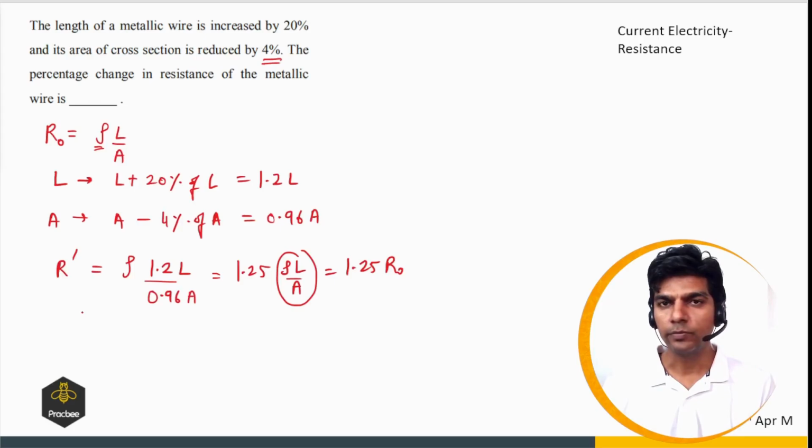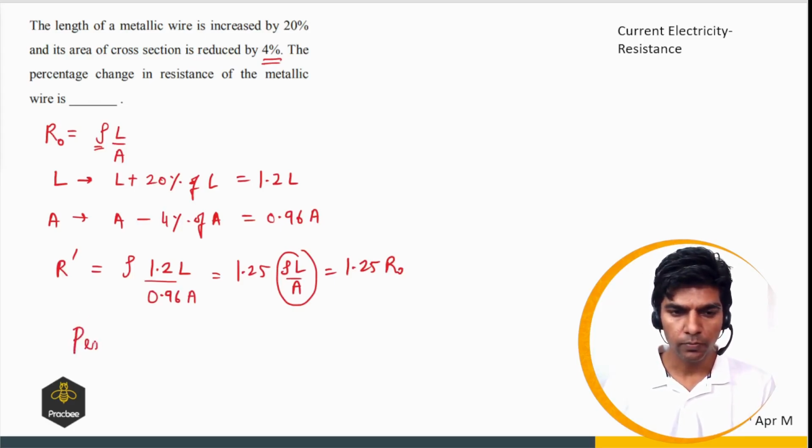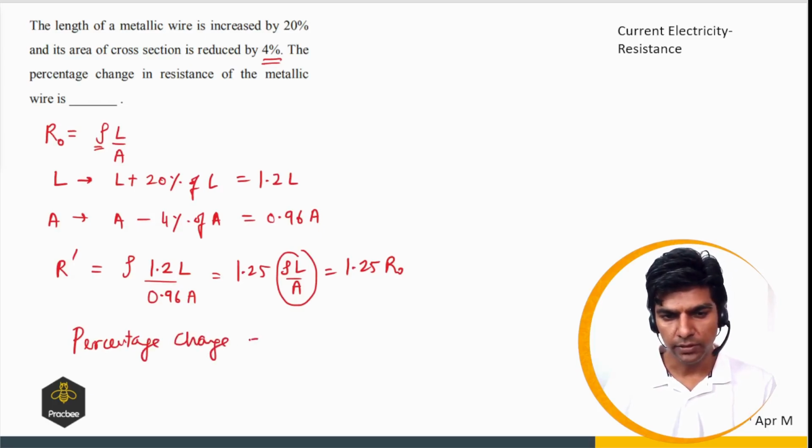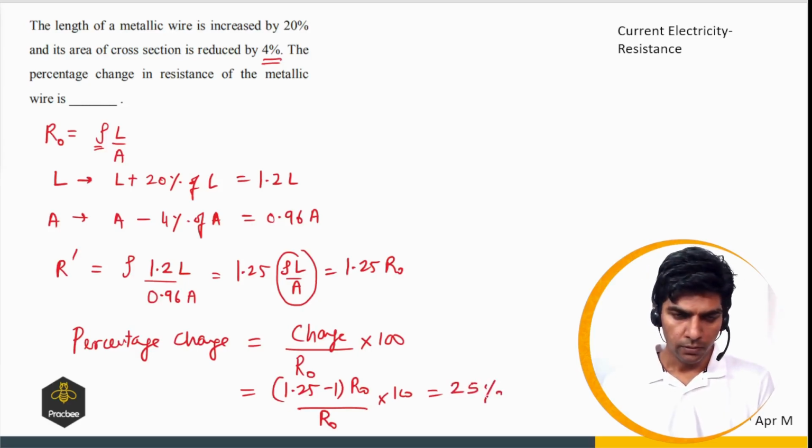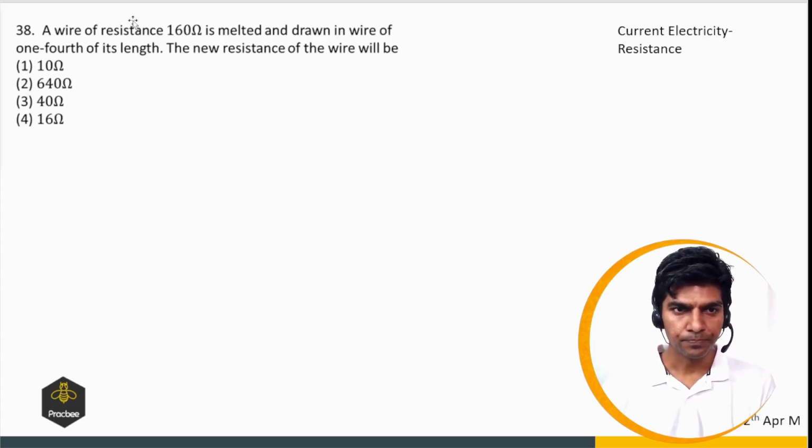And if you want to find the percentage change, so percentage change in the resistance will be given as change divided by the original value multiplied with the 100. So change will be 1.25 minus 1 times R naught, and the original is R naught, times 100. So this comes out to be 25%. Right, so let us see the next illustration.